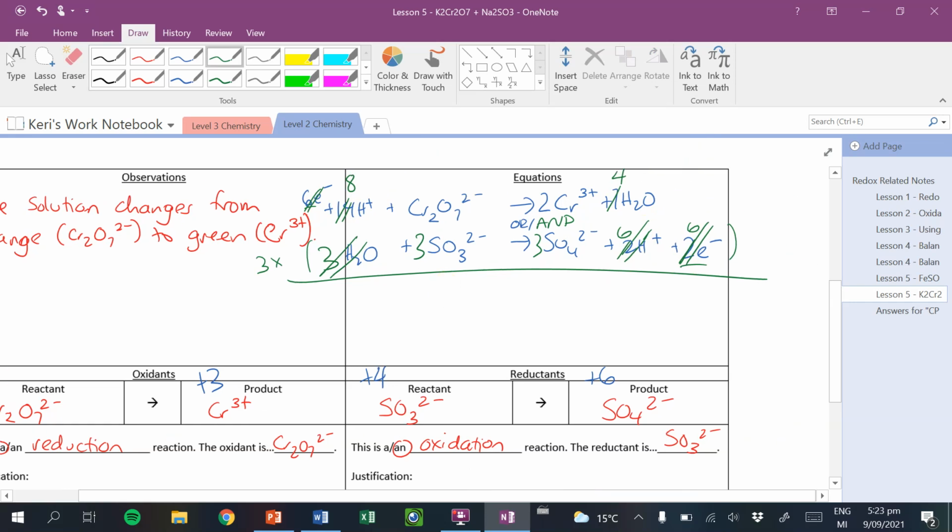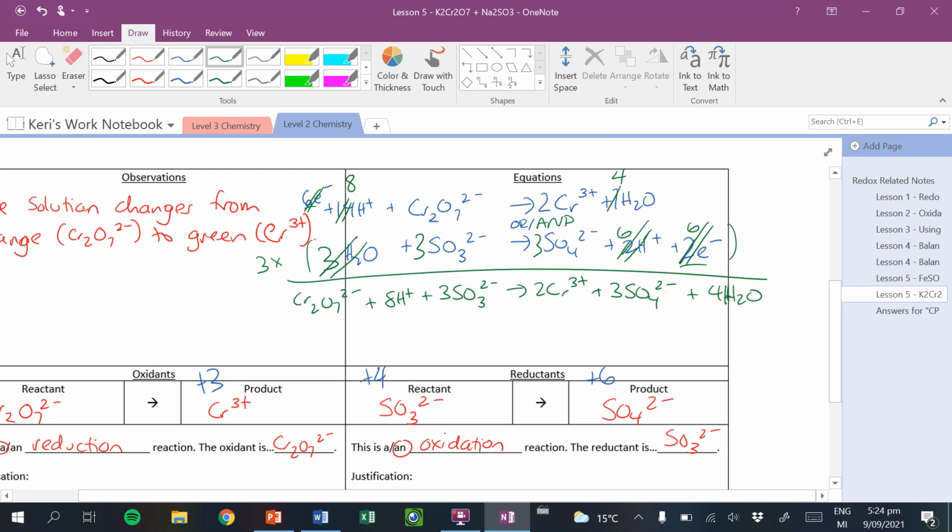All right, so here's my full equation then. I'm writing the dichromate, plus the hydrogens, plus the sulfites, and then the other half, chromium. So basically it's the stuff that you guys were doing last week. I'm just showing you how to put it together. Cool, and that's everybody. And that's what you need to do for the excellence.